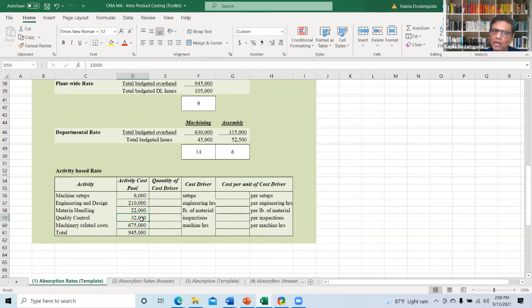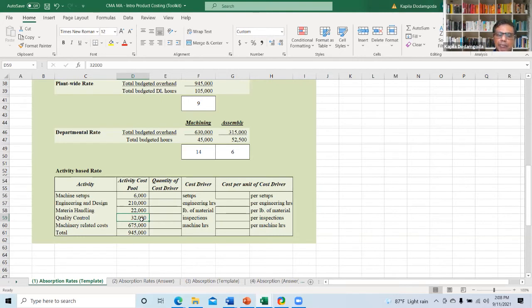engineering and design also may not be necessarily related to the volume, right? It is not necessarily related to the volume, because one product you may be having very large quantity, but say for example, which product do you think would require more engineering and design input, product A or product B? Product B would require more. Why? Because it is a more complicated product which has been introduced later, right? It is nothing to do with the production volume, right?